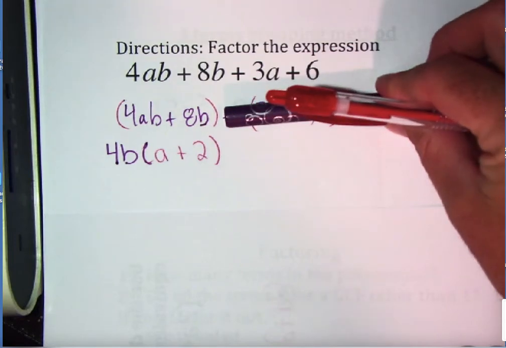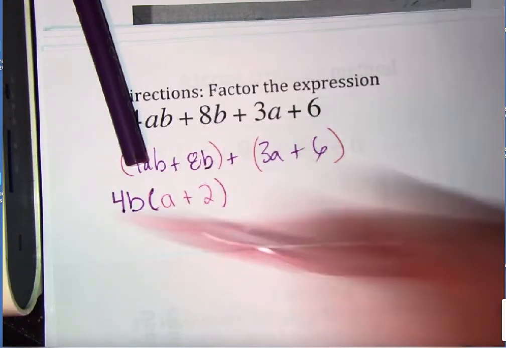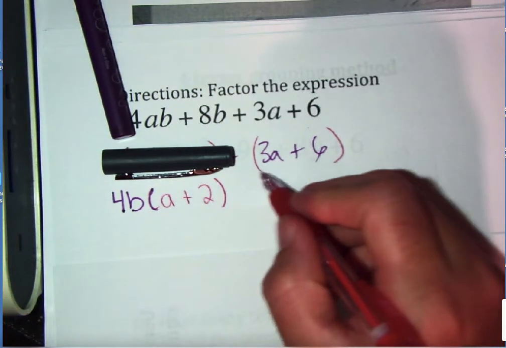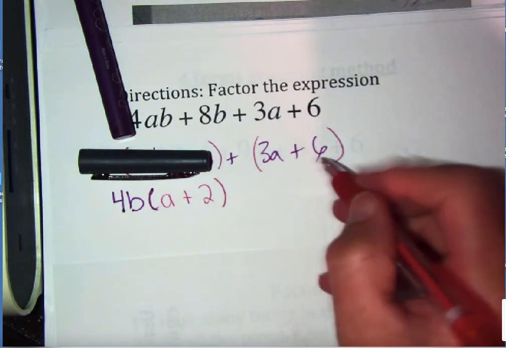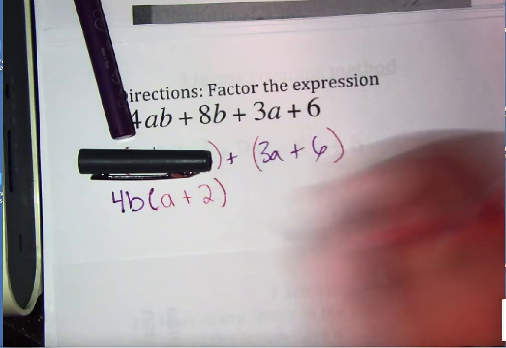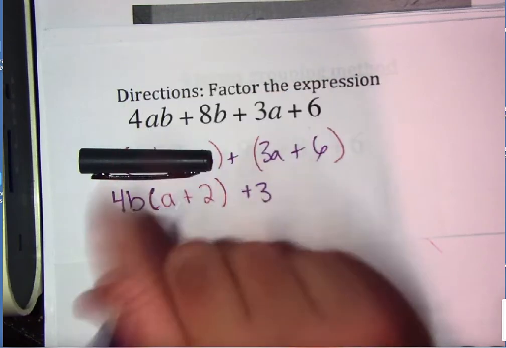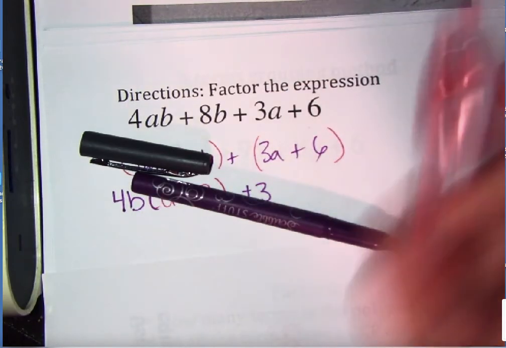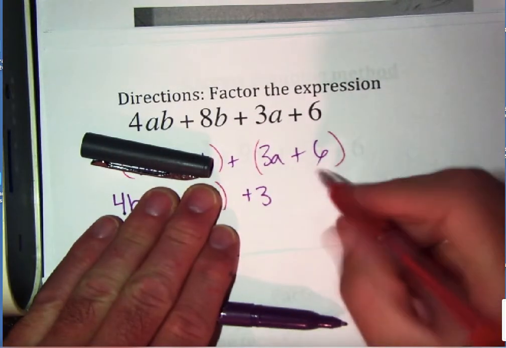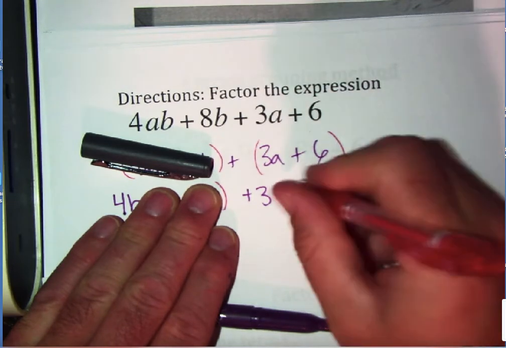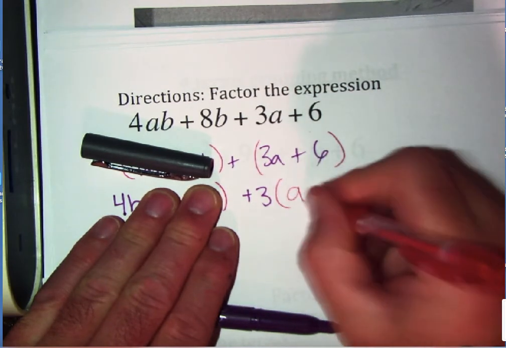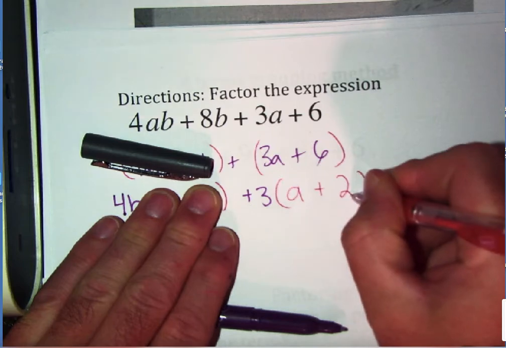Cool. And the second two of these also happen to have something in common. What do 3A and 6 have as a GCF? Well, they have 3, right? And what's left from 3A plus 6? Once you factor out a 3, you get A plus 2.